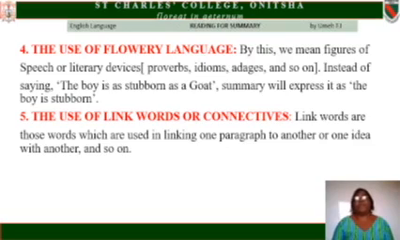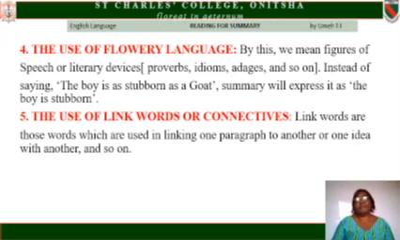Number 4, the use of flowering language. What do we mean by flowering language here? These are figures of speech or literary devices like metaphor, simile, euphemism, proverbs, idioms, and so on and so forth. Instead of saying in a sentence like this, the boy is as stubborn as a goat, this phrase, as stubborn as a goat, is just a flowering language. It is used to make that sentence colorful. So in summary, you will express it as, the boy is stubborn.